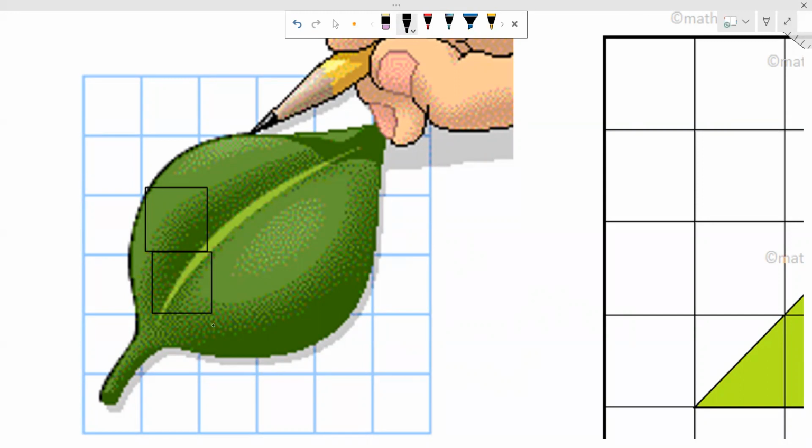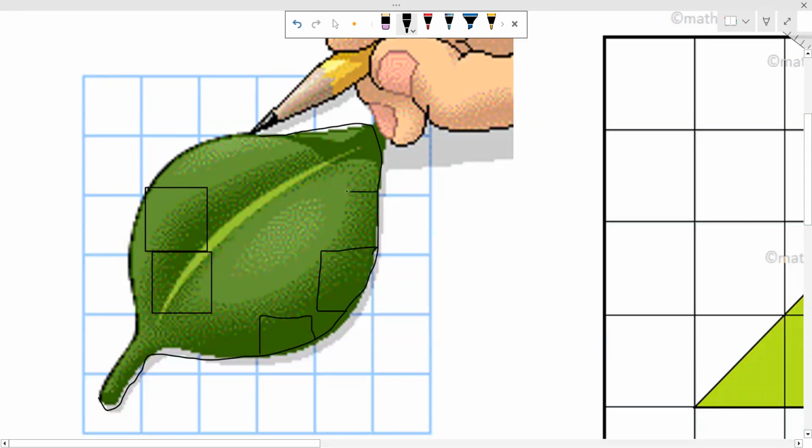First, you have to make the outline of the leaf. Then you have to find the number of complete squares. Then you have to find the number of incomplete squares within the outline that are more than half. Count the squares that are more than half. Do not count the ones that are less than half. Here, this square is more than half.